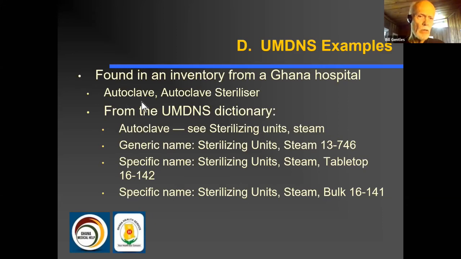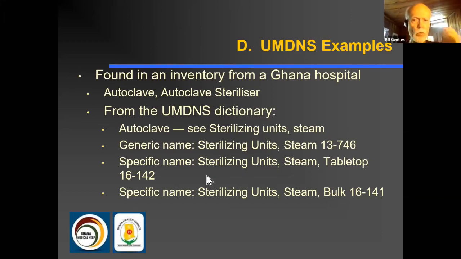So some of them were described as autoclaves, others were described as autoclave sterilizer. So those are pretty close, but again, the UMDNS dictionary says that the term autoclave is too non-specific. And so it points you to the standardized term that they use, which is sterilizing units, steam. There are other sterilizing units that use other media besides steam, but in our case, in these examples, these are steam sterilizers. So the standardized generic name, sterilizing units, steam, has a code 13746.